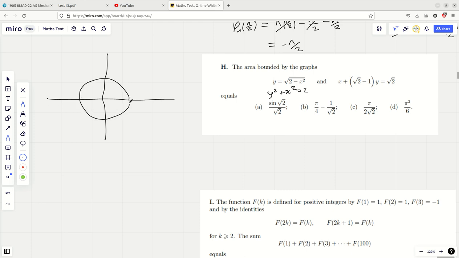Okay, it's a circle, and it's got a radius of root 2, and its centre is (0, 0). Cool. What about the line? Well, when y is 0, x is root 2. Oh, great, I've got a common point.